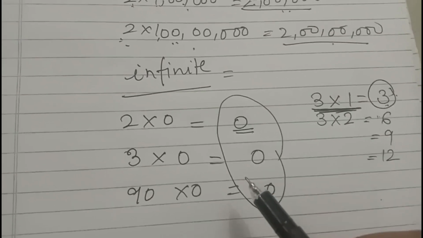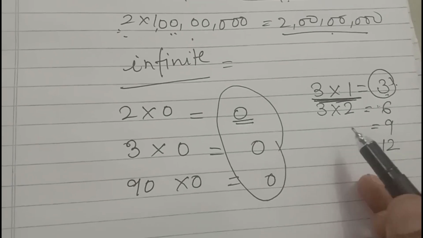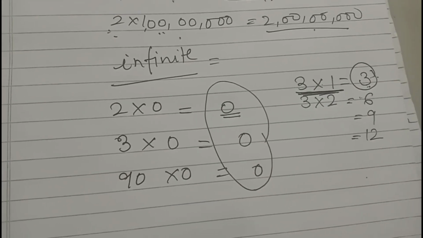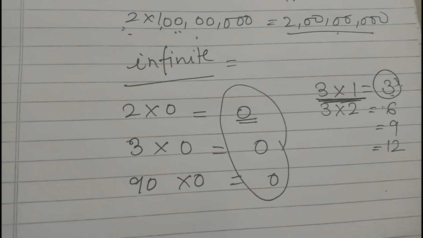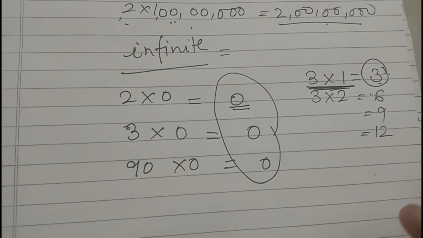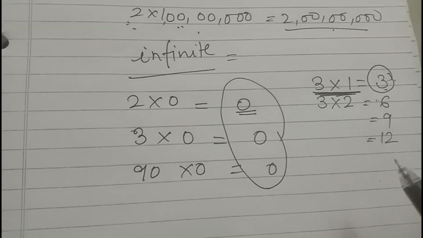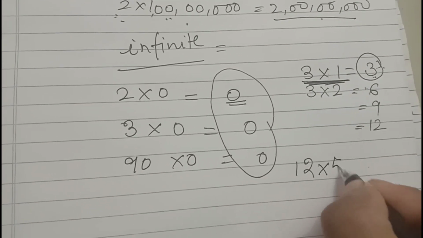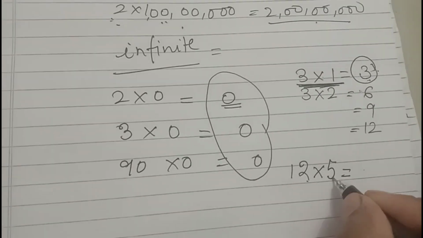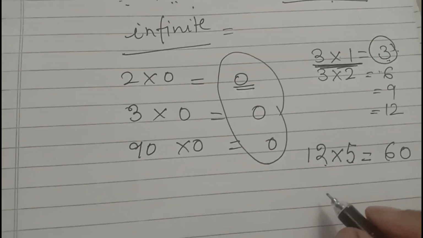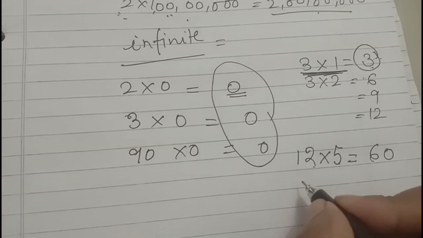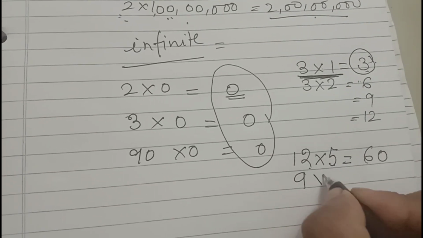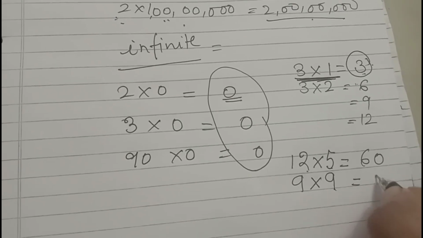But factors, if you remember, are always smaller than the number or equal to the number. So what are factors? They are smaller numbers, that is, smaller than the number. And multiples are always equal to or bigger than the number. And then the multiple of any number is fixed. If I say fifth multiple of 12, that means 12 multiplied by what? By 5. 12 5s are 60. If I say ninth multiple of 9, so 9 9s are 81.